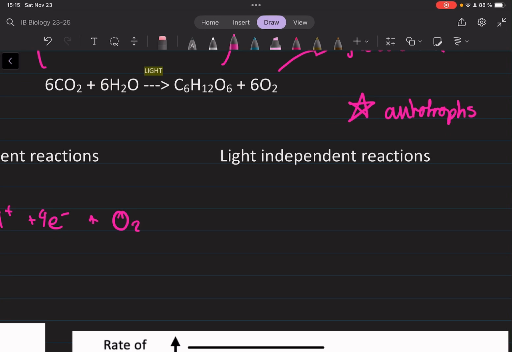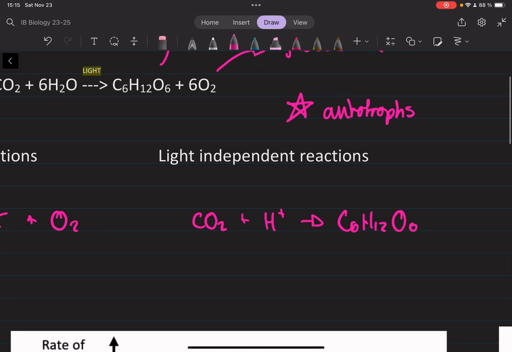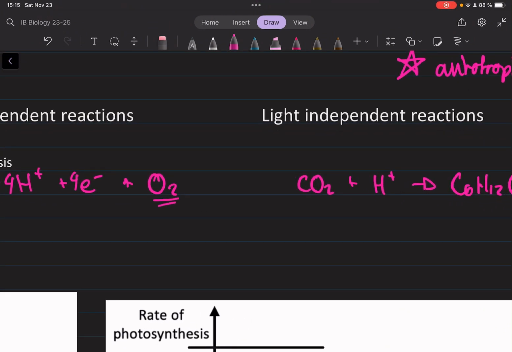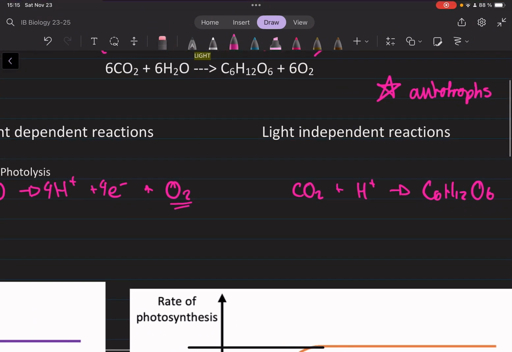So the light-independent reaction would be the carbon dioxide with the hydrogen ions to then form the glucose molecule. And you're wondering, oh, where does the oxygen go? What happened here? Well, through photolysis, you get a byproduct of oxygen. So the plant doesn't really need the oxygen in that moment, like obviously for respiration it does, but it doesn't need it in that moment. It's a byproduct. What photosynthesis is essentially trying to achieve is the glucose.